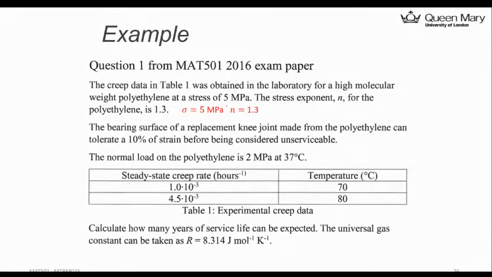So basically, to summarize the condition here: we apply stress of 5 megapascal, and the power N is 1.3, which is very small for a polymer. The bearing surface of a replacement knee joint made from this polyethylene can tolerate 10% of strain before being considered unserviceable. So what that means is the final failure strain is 0.1. That's the condition.